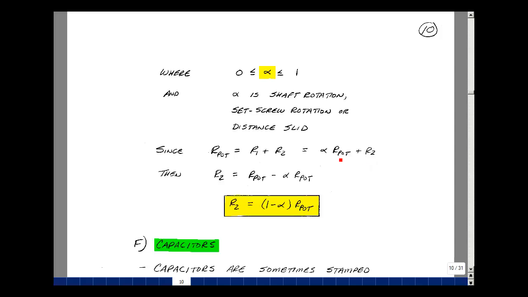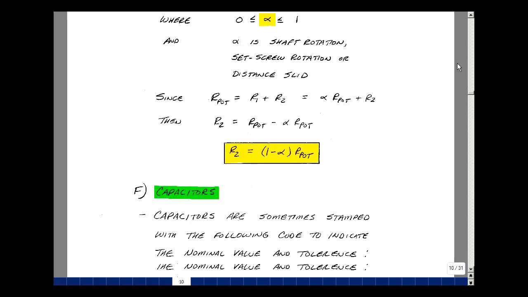So here's R2. Let's put this on the other side of the equation. Then R2 is R pot minus alpha R pot. So you can pull out the R pot, and I'm left with (1 minus alpha) times R pot. If we're in the center position, alpha is a half, and we get R1 equal to R2. If we're a quarter of the shaft rotation, then R2 will be 3/4 of the total pot resistance. So we have a nice formula for calculating results as a function of shaft rotation.